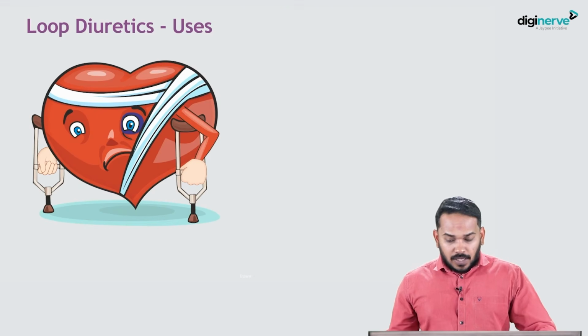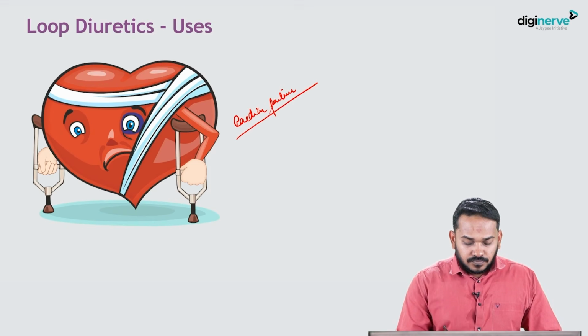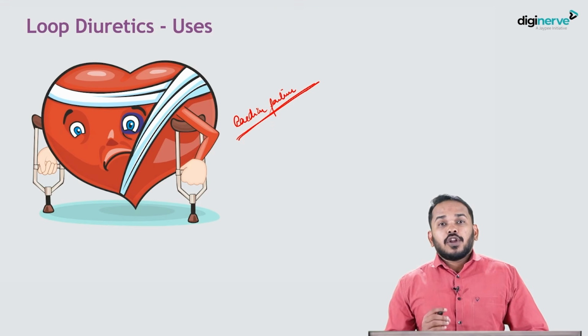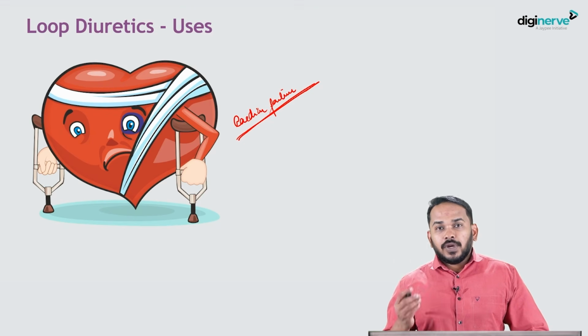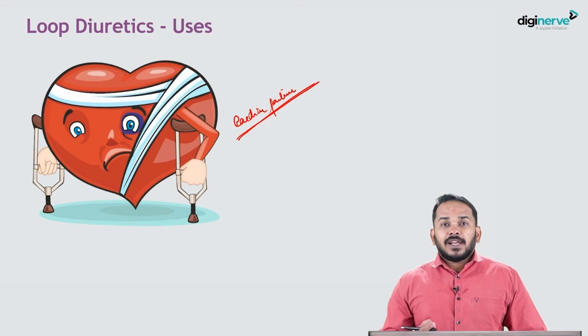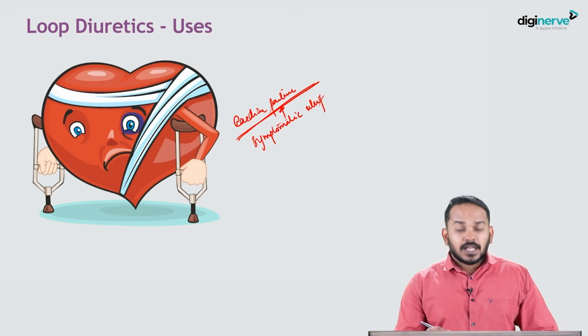Loop diuretics are also used for the treatment of cardiac failure. In cardiac failure, the heart is not able to pump blood according to the requirements of the body. So that will result in accumulation of fluid in various parts of the body, especially in the lungs, which can result in pulmonary edema. So if you are giving loop diuretics, it can provide symptomatic relief in patients with cardiac failure.